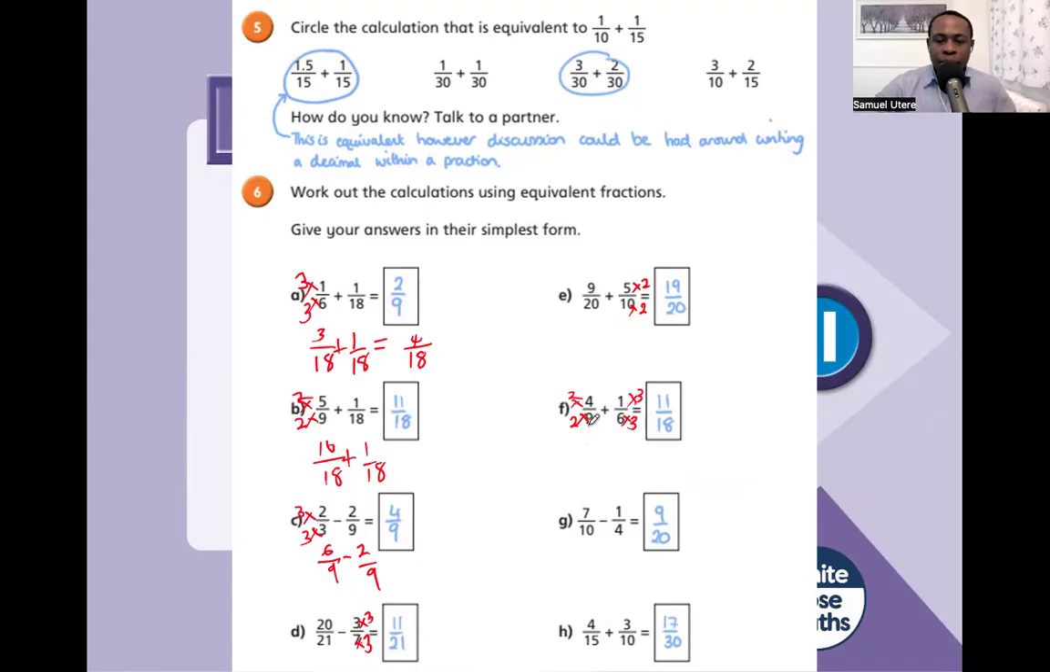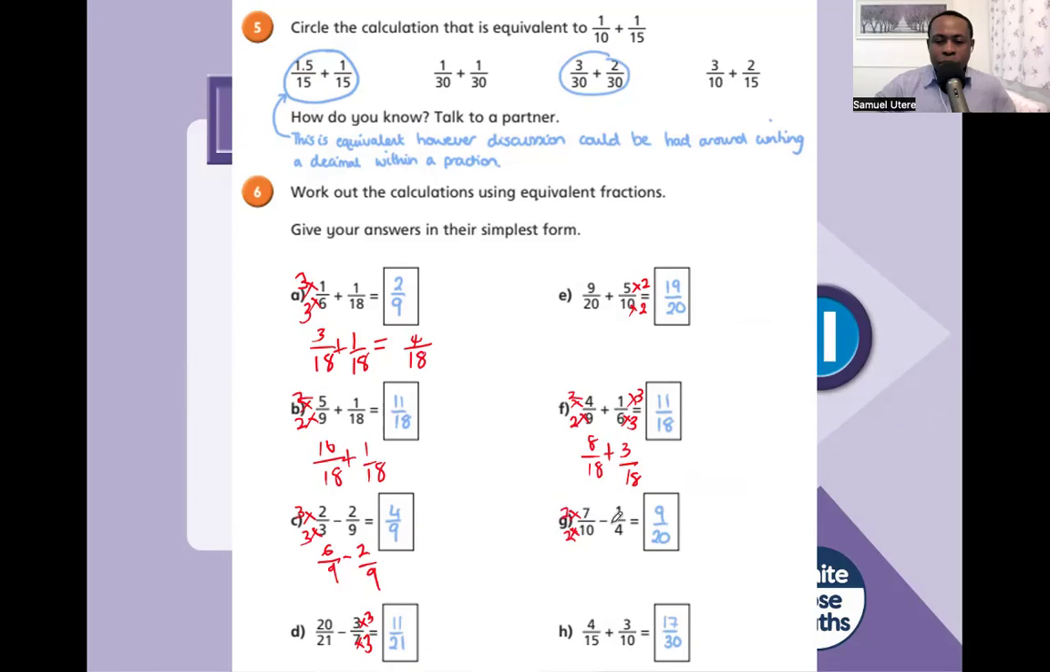So now we have this to be 8 over 18, add 3 over 18, which will give us 11 over 18. Here, the lowest common multiple for 10 and 4 has to be 20, okay? So you get to know these after you've done some practice and you're really good with your times table or multiplication table. So this will be multiplied by 2.